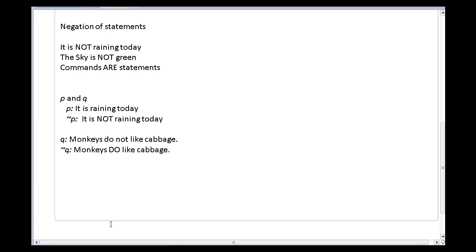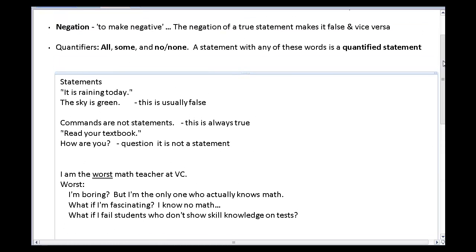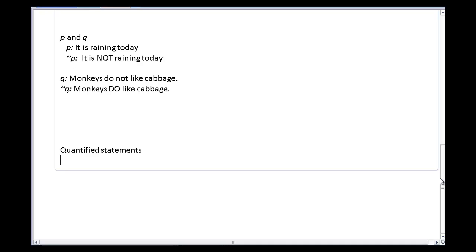So now let's talk about the last section of this thing, quantified statements. For quantified statements, we're putting those quantifier words in front of them. So remember our quantifier words: all, some, and no or none. So, all professors at Victoria College have a master's degree.